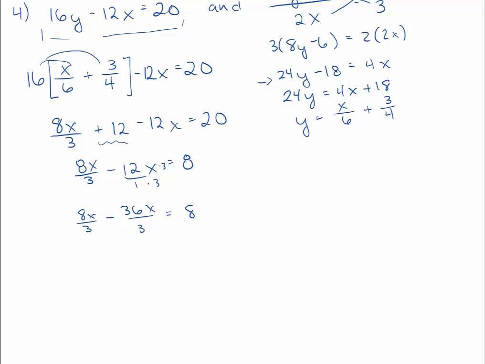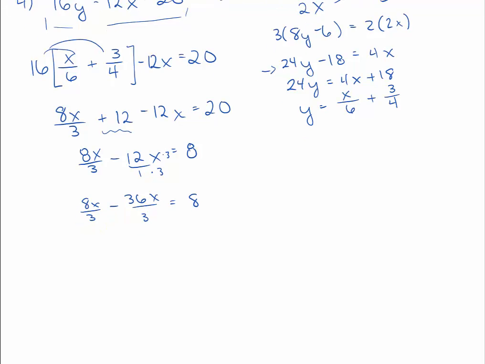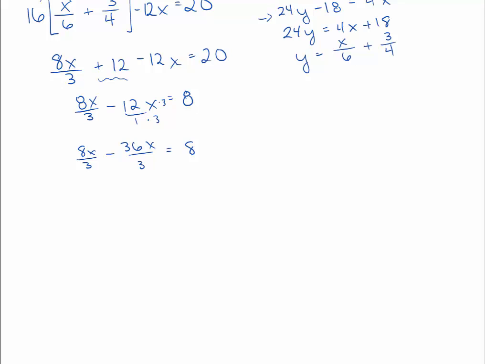I can combine that now. I'm going to leave the room on the right over there; I'm going to leave that for when we solve for the y. But I get 8 minus 36 is minus 28, so negative 28x all over 3 equals 8. Now I can get rid of the 3, multiply both sides by 3, and I get negative 28x equals, not 24x, 24. And now I need to divide by negative 28, and I get x equals 24 over negative 28, and I can reduce that.